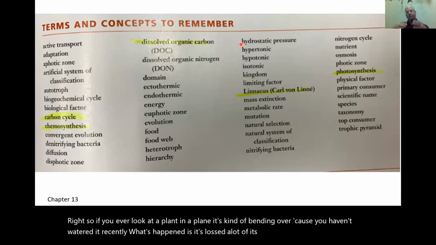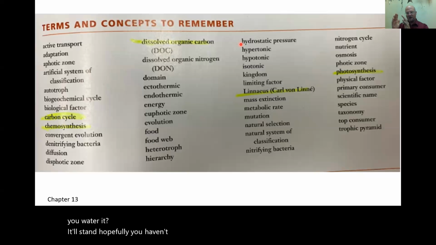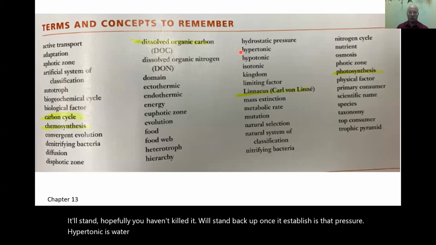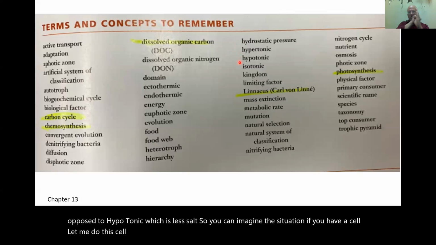But if you water it, it'll stand back up, hopefully, you haven't killed it, once it establishes that pressure. Hypertonic is water that has a lot of salt. Hyper, a lot of salt, as opposed to hypotonic, which is less salt. So you can imagine a cell membrane here, with a lot of salt on one side and low salt on the other, you have a gradient, right?